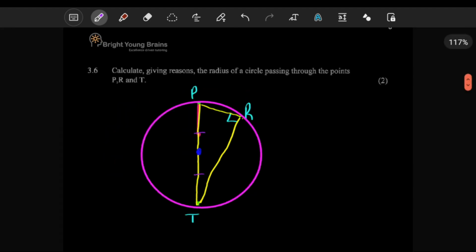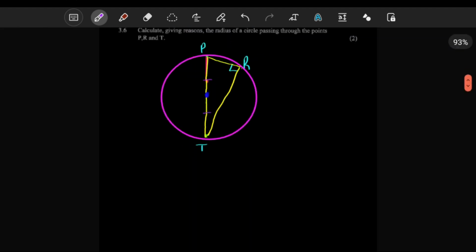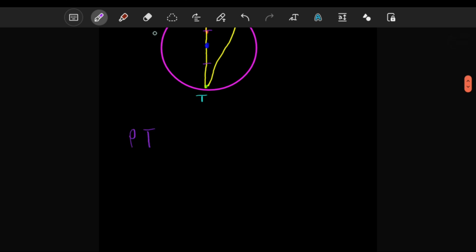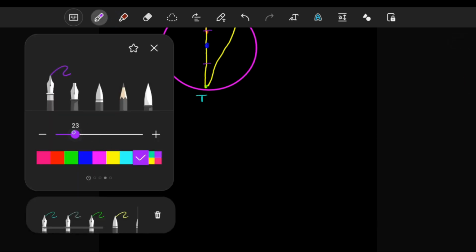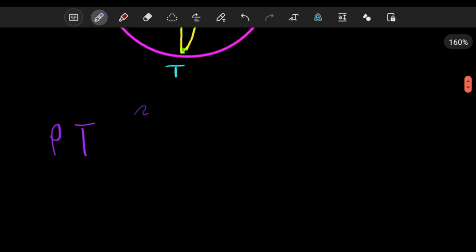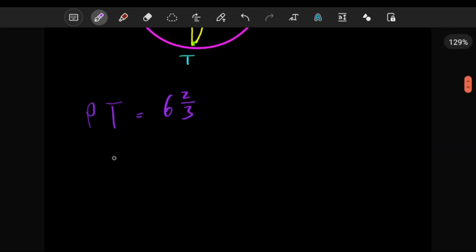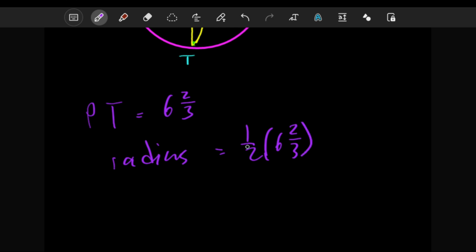This is the radius. So the distance of TP, we know it is equal to 6 and 2 over 3. So we know that the radius is half of that. Radius is equal to half multiplied by this value. If you multiply your half by this number here, you're going to get 10 over 3, you see, 10 over 3.